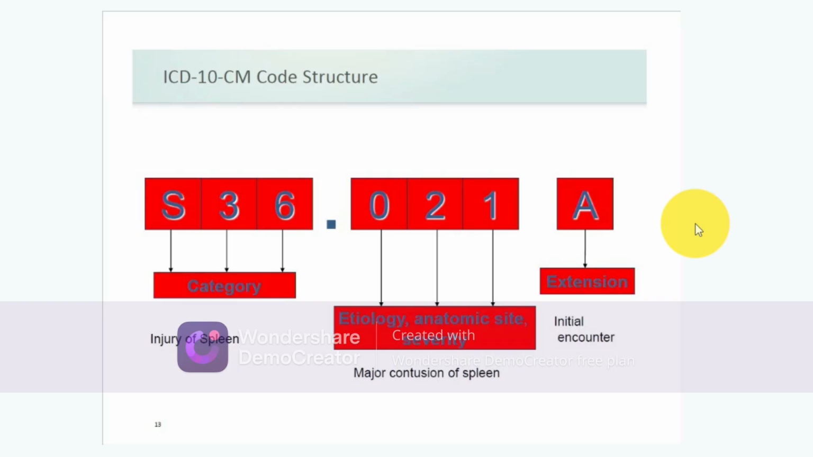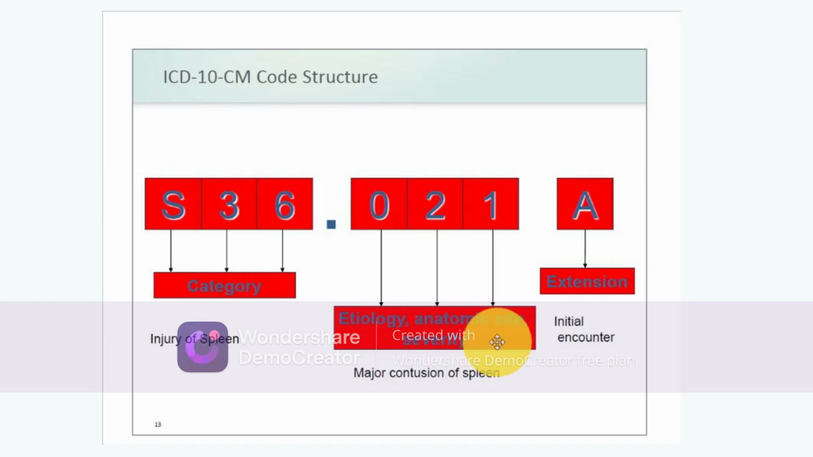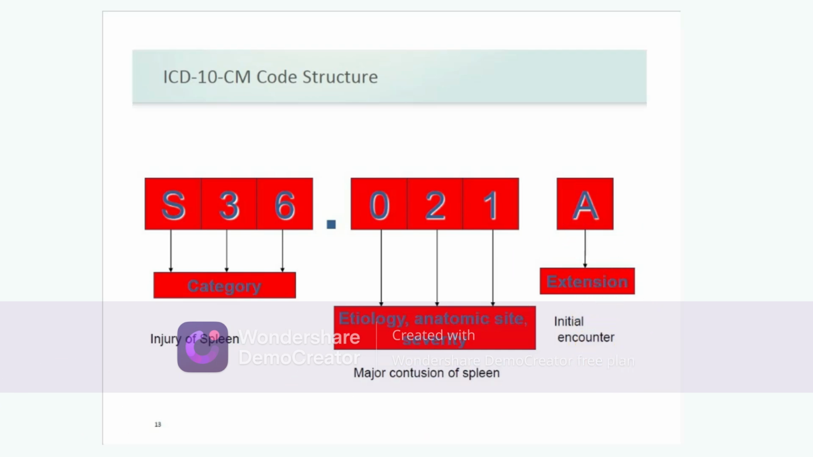ICD-10-CM code structure, S36 example: S36 is considered the category, injury of spleen. 0 to 1 is the etiology, anatomical site, severity, major contusion of spleen. A here shows the extension, initial encounter. So I hope you understood this point.